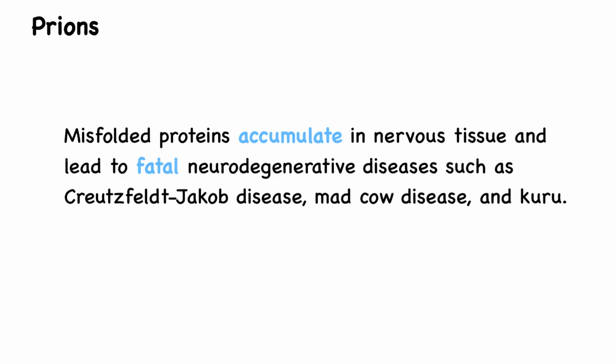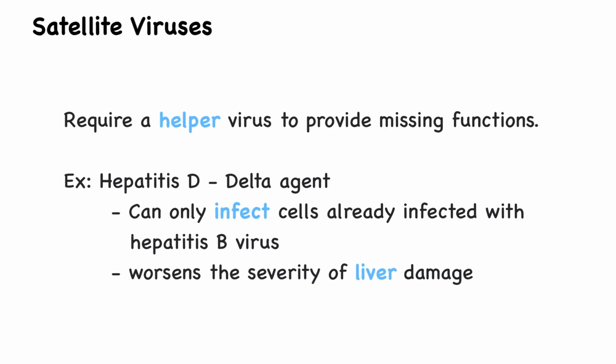Satellite viruses are incomplete viruses that cannot replicate on their own. They require a helper virus to provide missing functions. A classic example is the hepatitis D virus, or Delta agent, which can only infect cells already infected with hepatitis B virus. While small, satellite viruses can significantly worsen disease severity when paired with their helper virus.